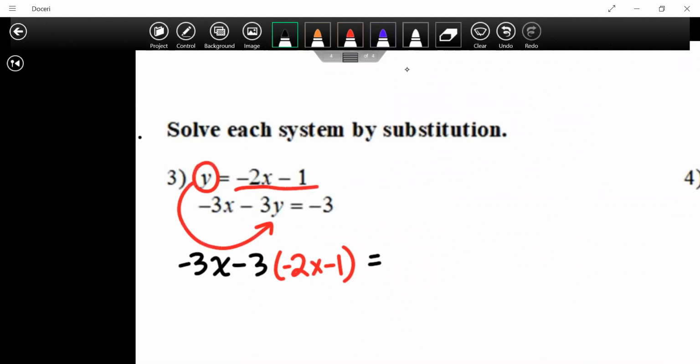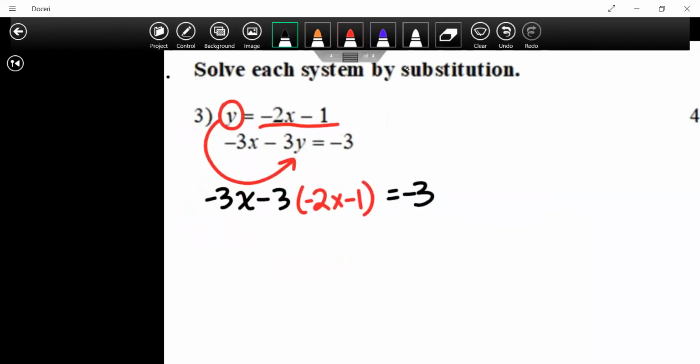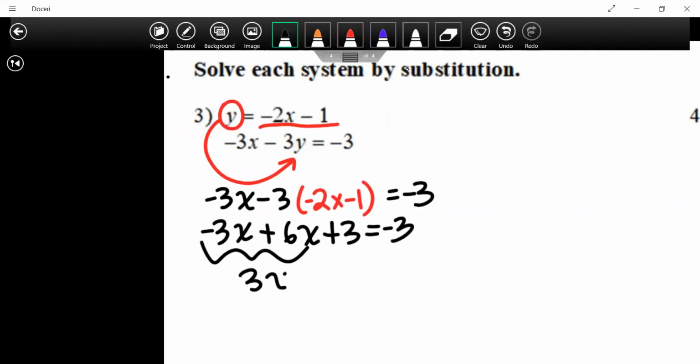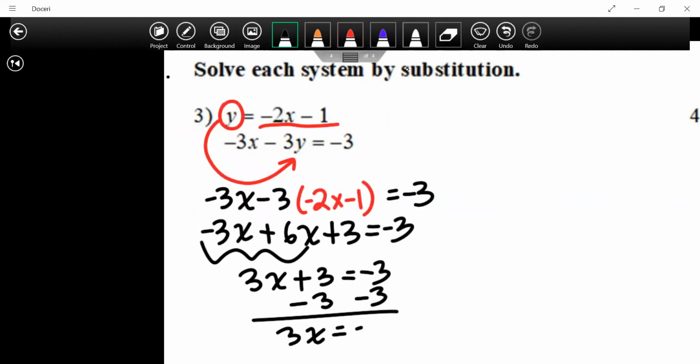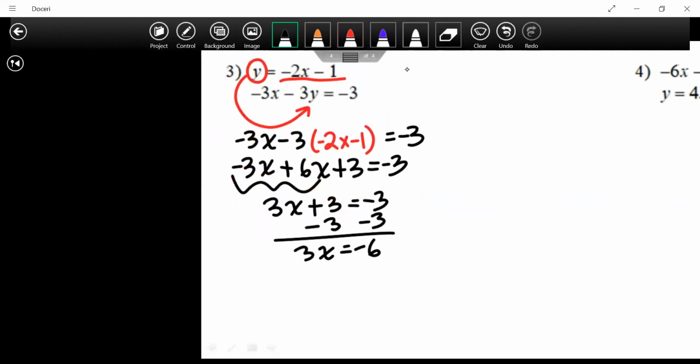equals negative 3. So this might look like a complicated problem. We do got to solve these ones out. So distributive property, negative 3 times negative 2x gives me positive 6x plus 3 equals 3. CLT, combine like terms. Subtract out 3. 3x is equal to negative 6. X is going to be negative 2. Am I done?